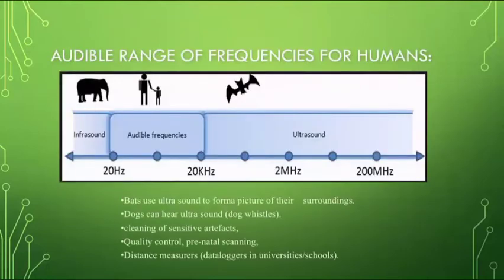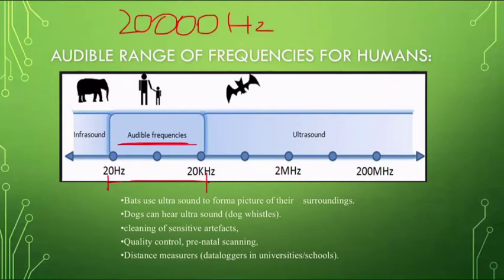Now, the audible range of frequencies for humans is from 20 hertz to 20 kilohertz. What is 20 hertz and 20 kilohertz? These are different frequencies. This is the audible frequency range for humans. Anything above 20 kilohertz, which can also be written as 20,000 hertz, becomes ultrasound, and anything below 20 hertz becomes infrasound, but that's not part of our syllabus.